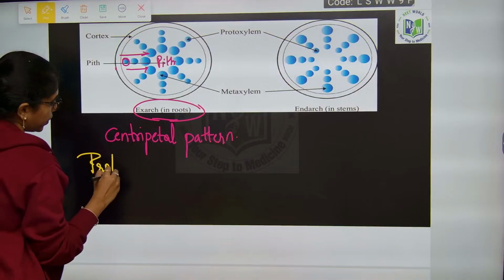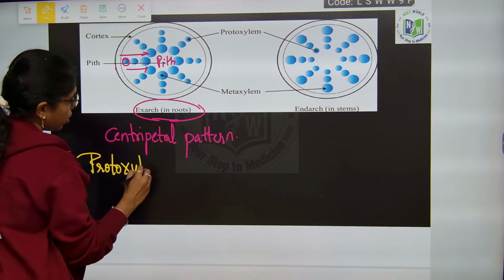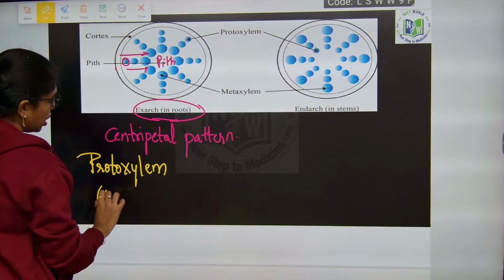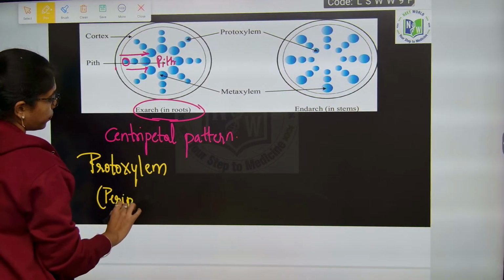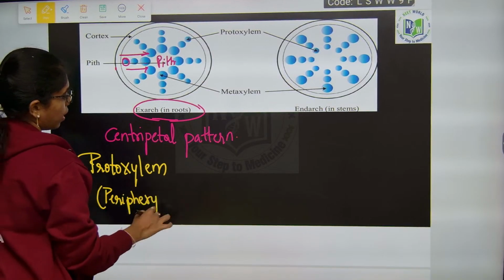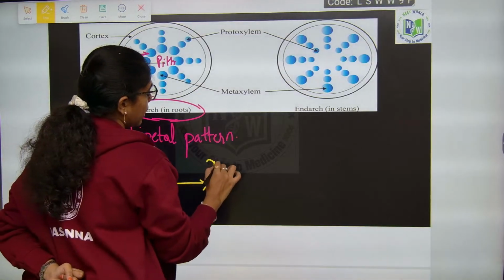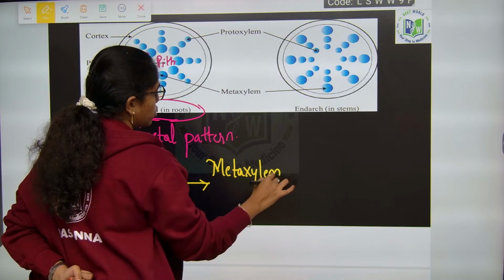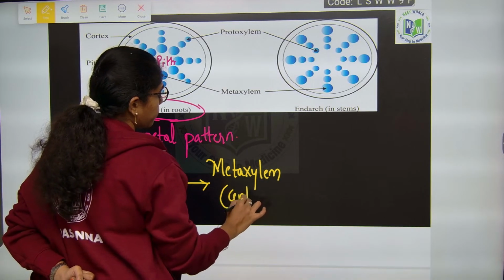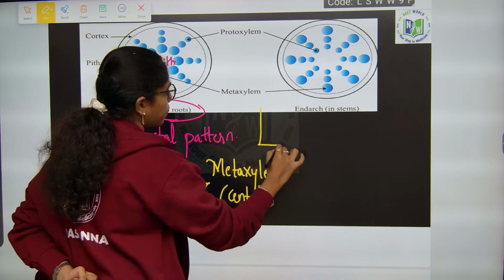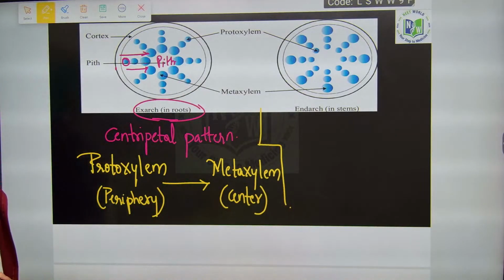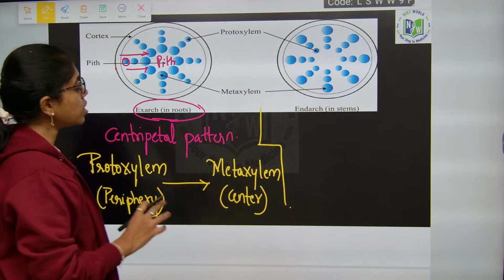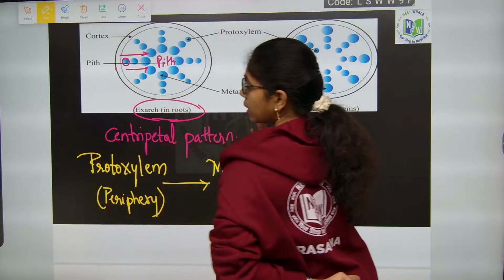Protoxylem, take down parallelly. Protoxylem is towards the periphery and metaxylem is towards the center. Fine. This you will observe in roots. So, this is how the primary xylem is formed in the roots.